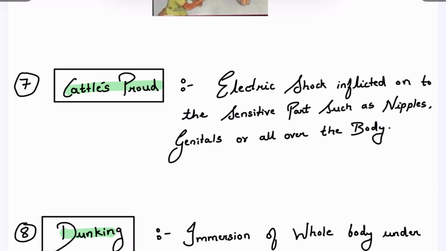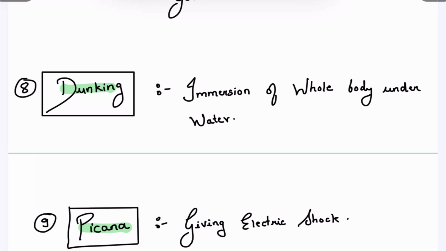Another torture is cattle prod. In this, electric shock is inflicted on sensitive parts such as nipples, genitals or all over the body. Another type is dunking. There is immersion of the whole body under water. This is a kind of wet submarine, but here in this torture the person's whole body is immersed in water, while in wet submarine torture only the head of the person is immersed.